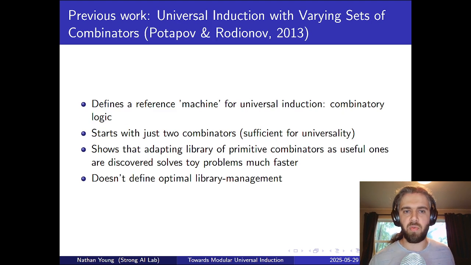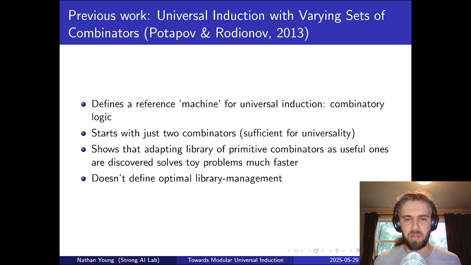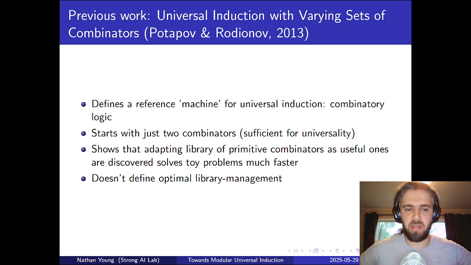The second one out of 3 is from a paper called Universal Induction with Varying Sets of Combinators. Now, this is explicitly dealing with universal, aka Solomonoff induction, defining a reference machine, which is sort of just a form of computation for universal induction called combinatory logic. Don't worry too much about what that is if you're not immediately familiar with it. The point is that it's a kind of logic that is Turing complete, can form a universal form of computation.